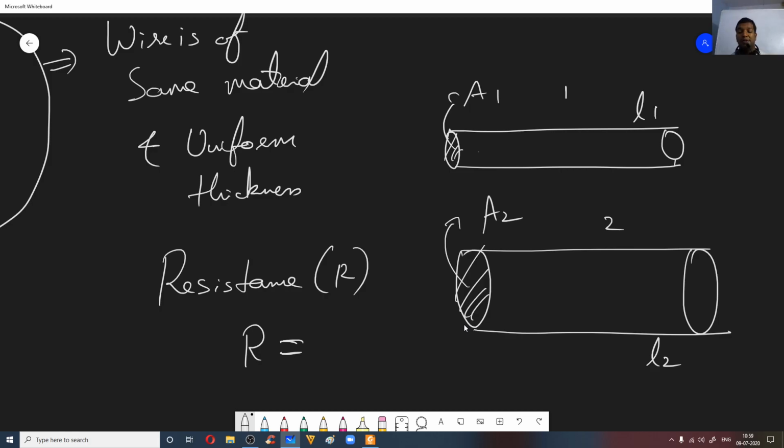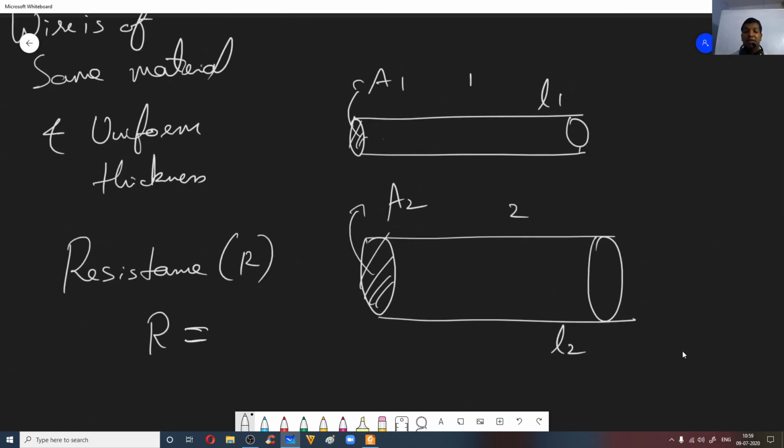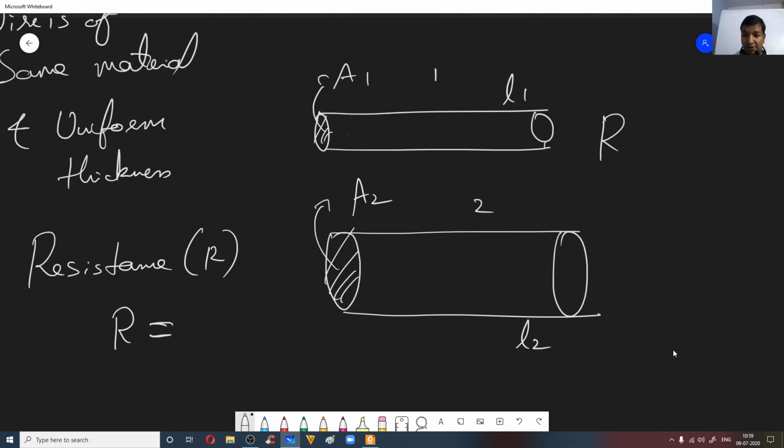Now what you will notice is that the resistance is directly proportional to L, and it is inversely proportional to the area of cross section, if you are talking about a specific material. Say you have two wires made of iron: a wire and an iron rod. If you take the same length of iron wire and iron rod, you will observe that the resistance will be very less in the iron rod.